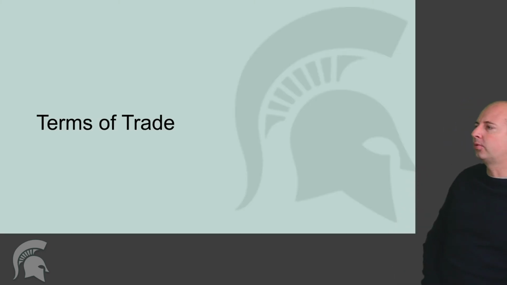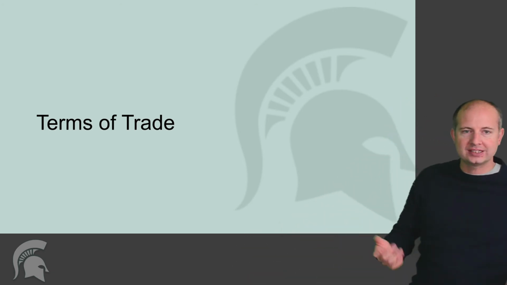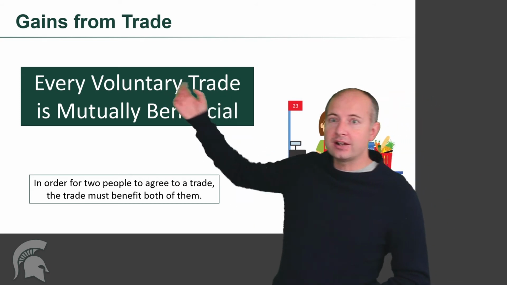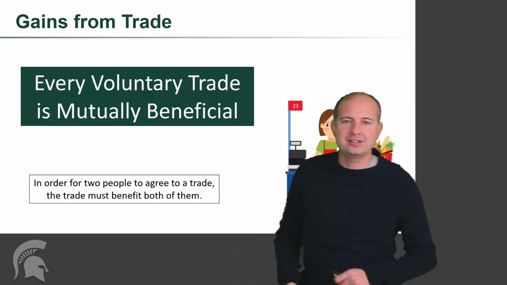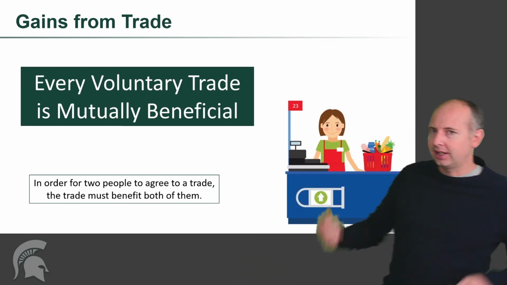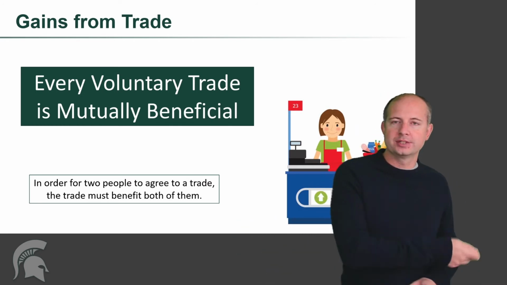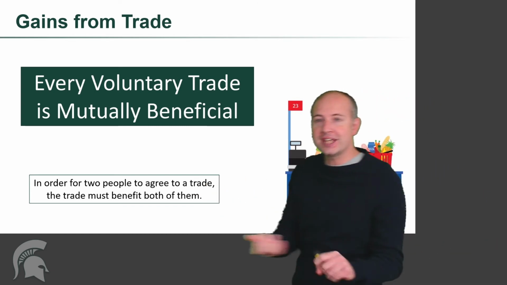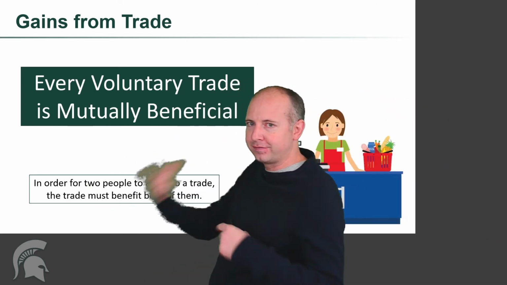Next, let's think a little more about trade and trade agreements, the terms of trade, so prices. Important thing I want to note is that every voluntary trade is mutually beneficial. So what I mean by that is, you think about when you go to the grocery store, a lot of times you'll finish, you'll pay, the cashier will give you the receipt, and you'll say thank you, and they'll say thank you. The reason you both say thank you is because you both think that you have benefited from this, right?